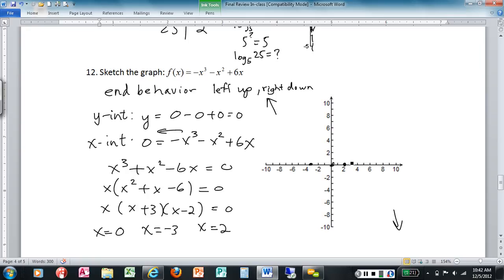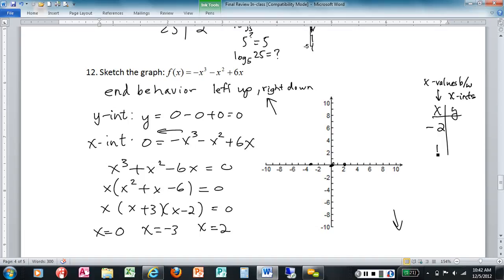All right, then recall what we did was another little table here. And on the table, we're going to do x values between x-intercepts. So I've got negative 3 and 0, so I'm going to do a negative 2. I've got x-intercepts 0 and 2, so I'm going to do a positive 1. Do x values between those.